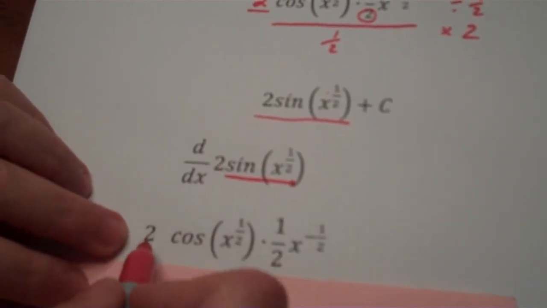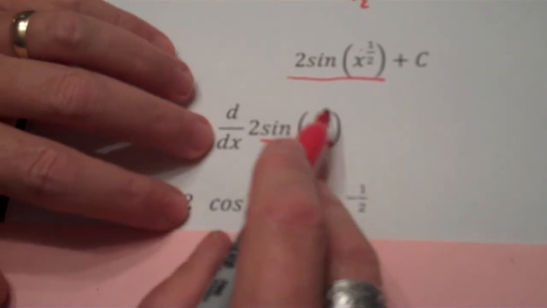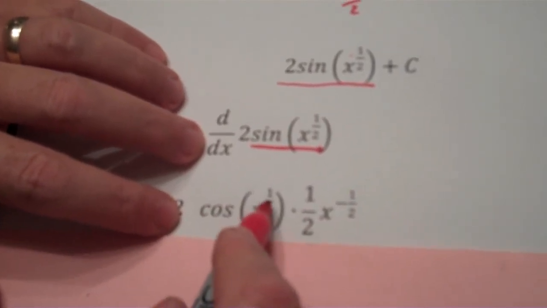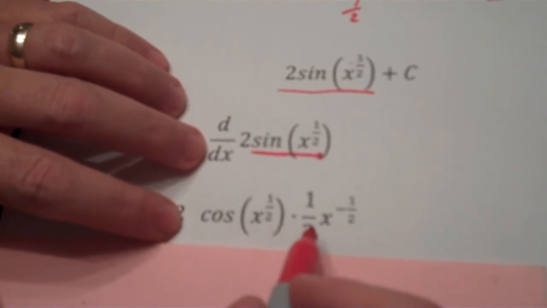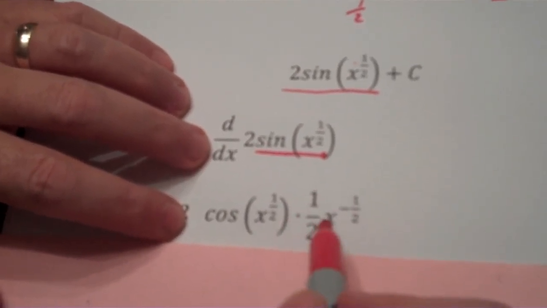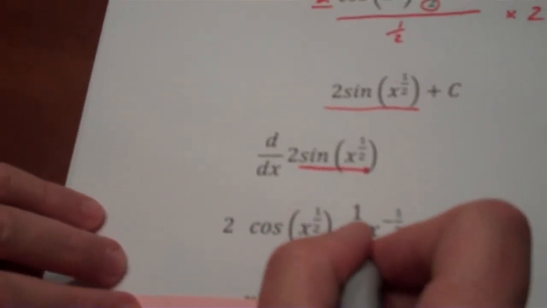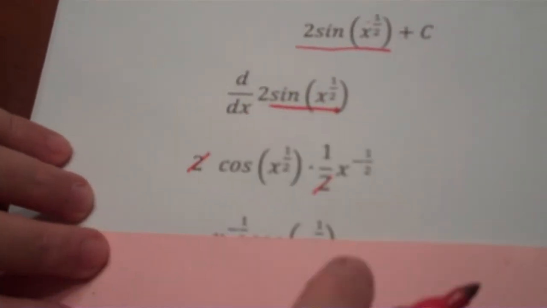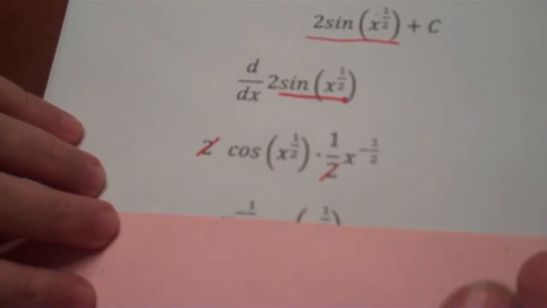So putting my 2 out in front, the derivative of the sine of x to the 1/2 is the cosine of x to the 1/2 times the derivative of what's inside. The derivative of what's inside would be 1/2 x to the negative 1/2. And of course, what happens here again? The 2's cancel, just like I wanted. This becomes essentially times 1, which is nothing.